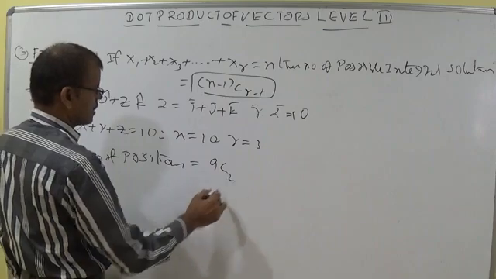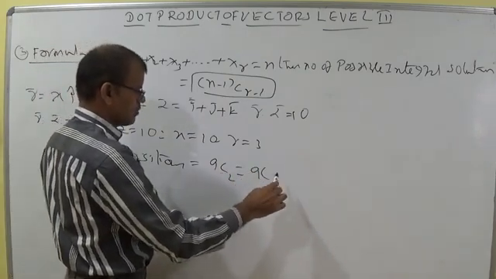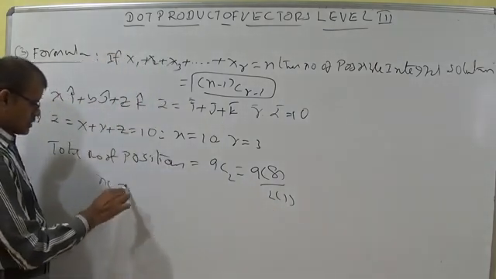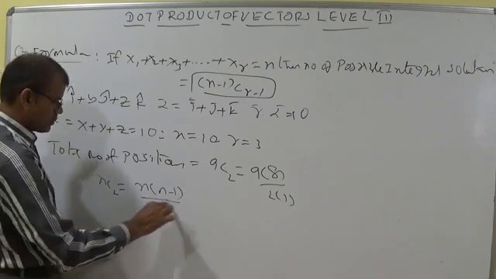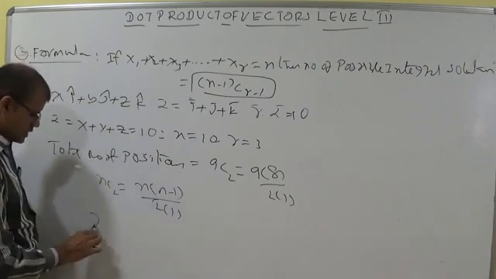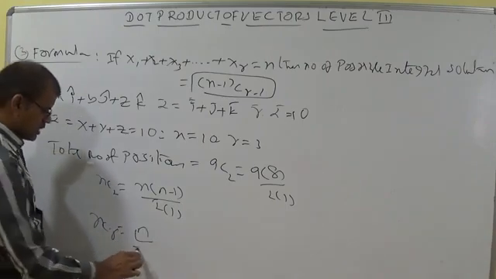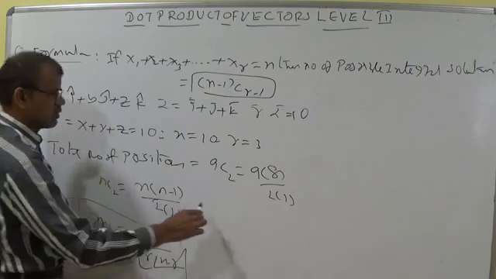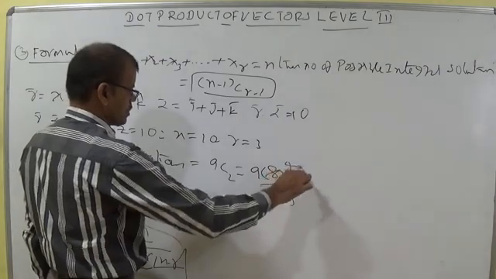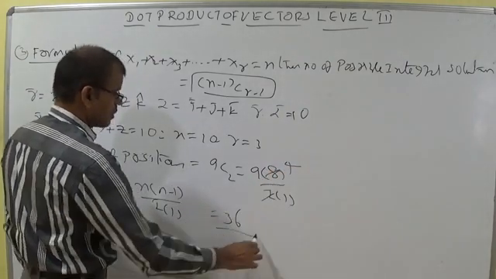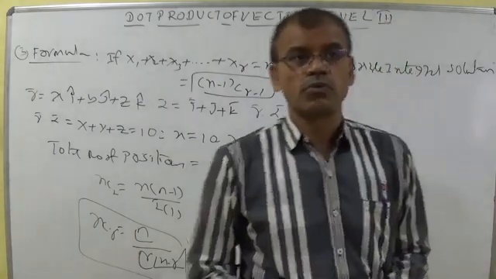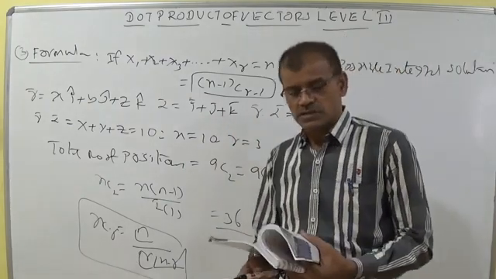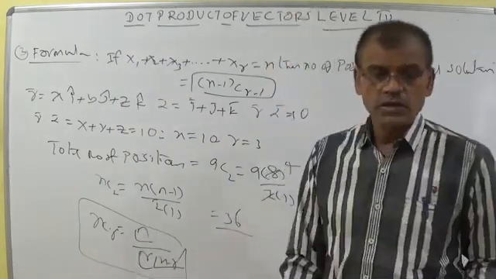So here you can write 9C2. The formula for nC2 shortcut is n into n minus 1 by 2 into 1, using the formula nCr equals n factorial by r factorial into n minus r factorial. Depending upon this, we can calculate it. 2 4s are 8, so 9 into 4 equals 36. So the total number of possible positions to get x plus y plus z equal to 10, where alpha is i plus j plus k, is 36.